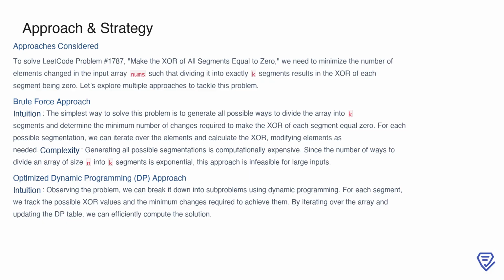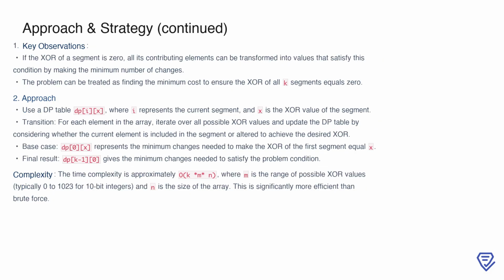This allows us to systematically build our solution using a DP table, significantly reducing the computational complexity compared to brute force methods. Now, let's break down the dynamic programming approach further. First, we make some critical observations. If the XOR of a segment is 0, the elements within that segment can be adjusted to achieve this with the minimum number of changes. This reframes the problem as finding the minimum cost to ensure all K segments have an XOR of 0.